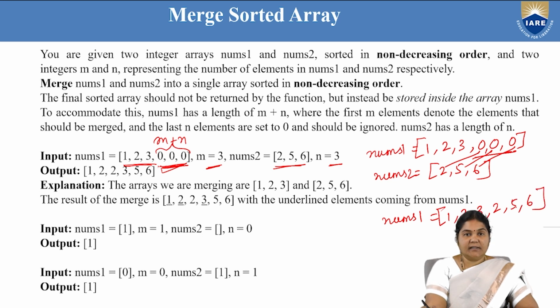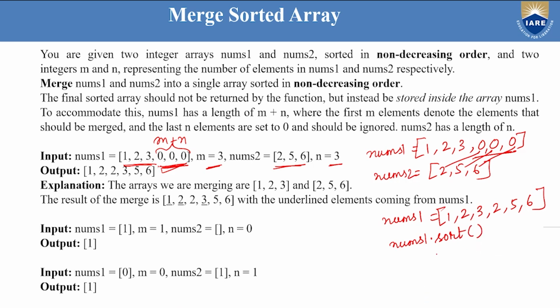Okay, the first target is to place the elements of nums2 into nums1 in the empty places. So, after placing, my nums1 array will look like this. Now, I have to show it in increasing or non-decreasing order. So, nums1 dot sort, if I apply the sorting method, then my nums1 array will look like 1, 2, 2, 3, 5, 6. This is the answer they are asking for.